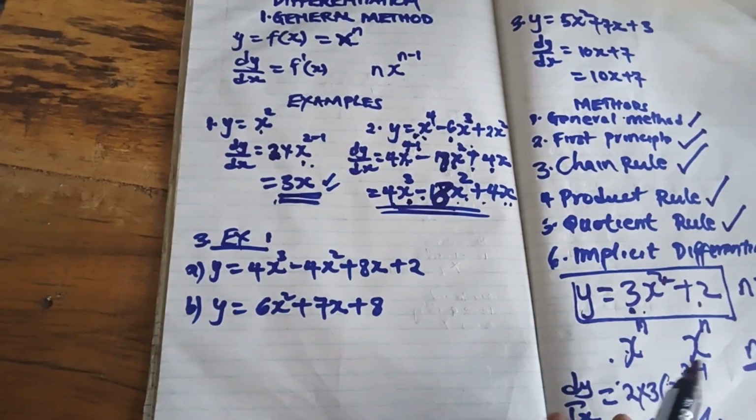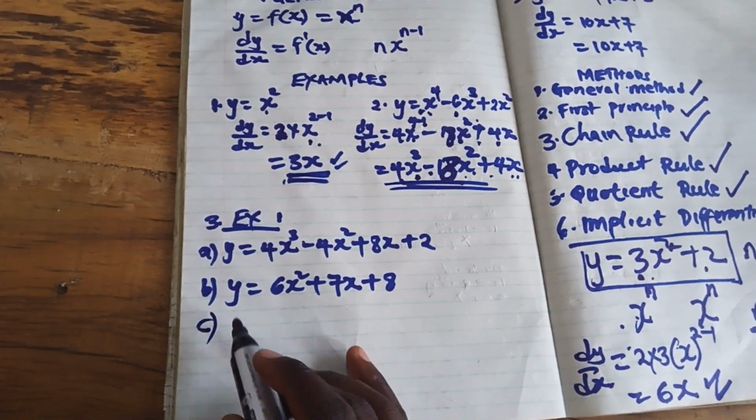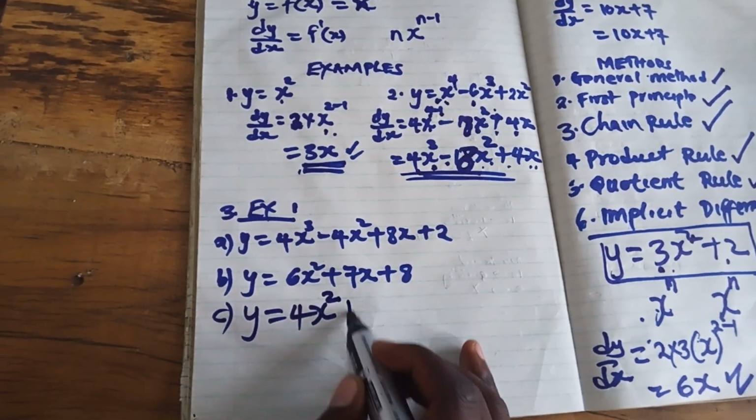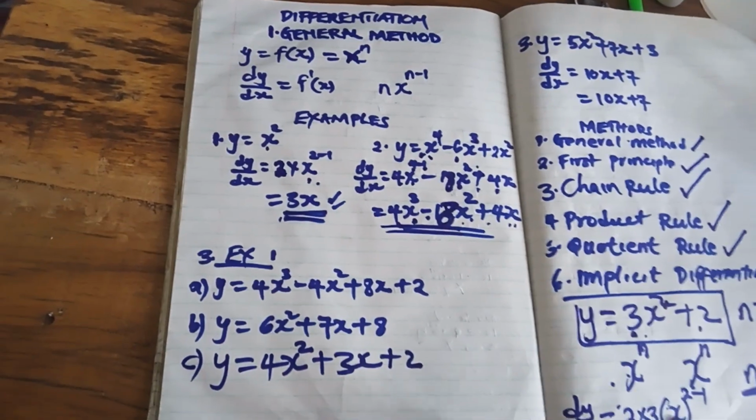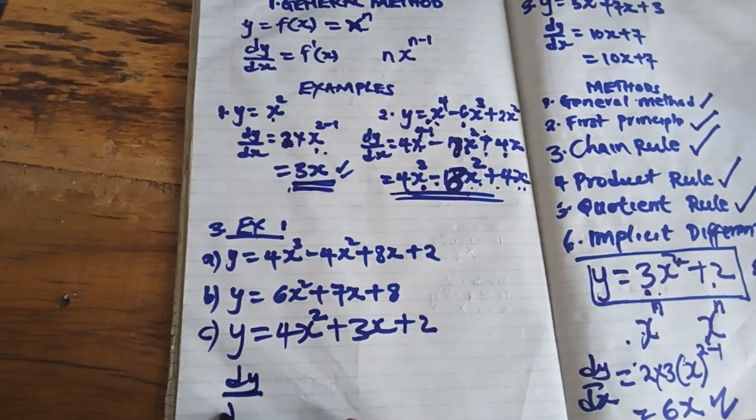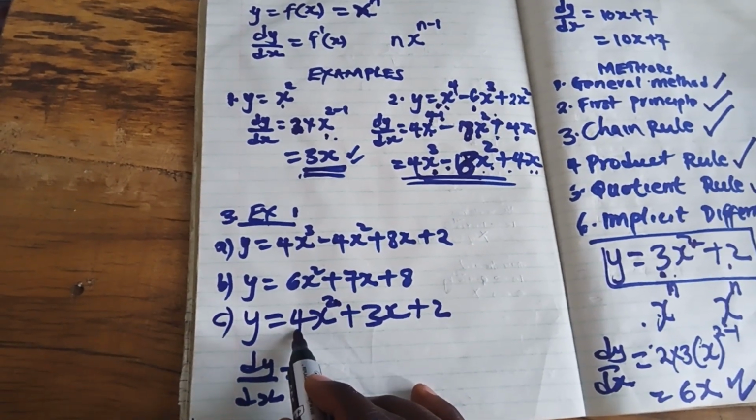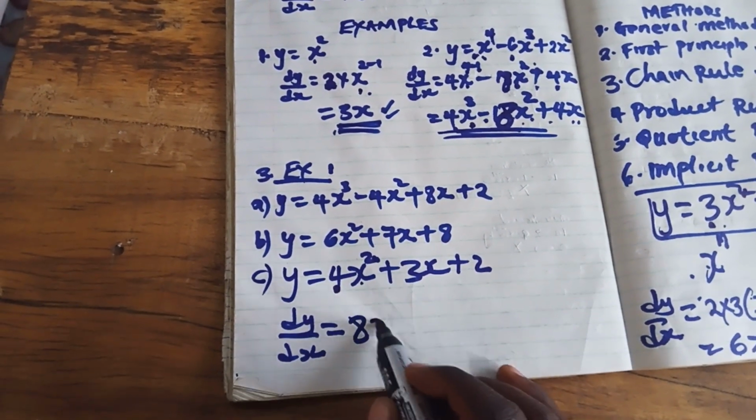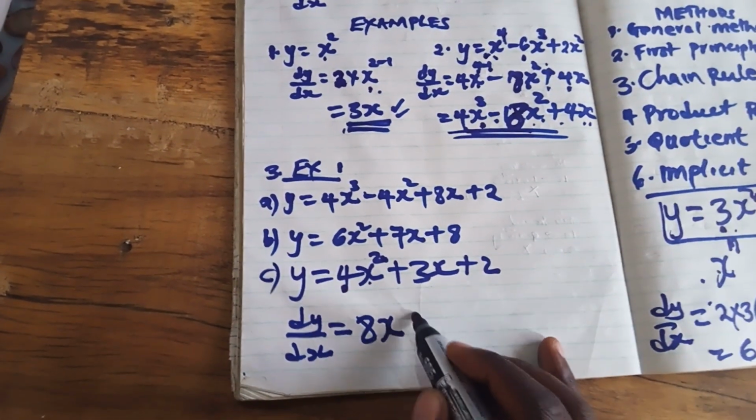Then let us look at the last example. Let us have example C. y is equals to 4x squared plus 3x plus 2. We have been asked to use the general method of differentiation. Then dy out of dx will be equals to 2 multiplied by 4. It's going to give us 8. Then x, but we subtract 1 from the power, which is going to give us 1. So it's just the way it is.